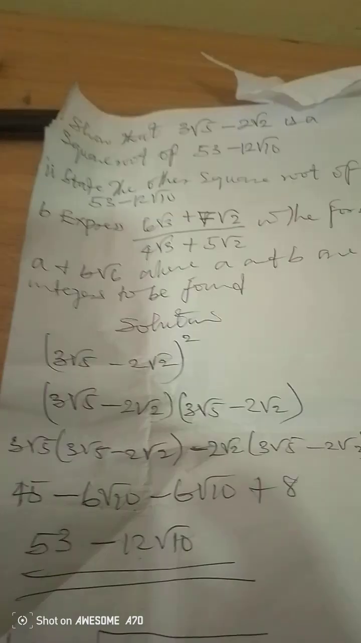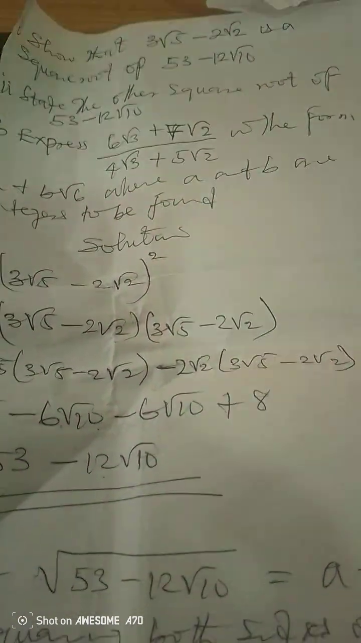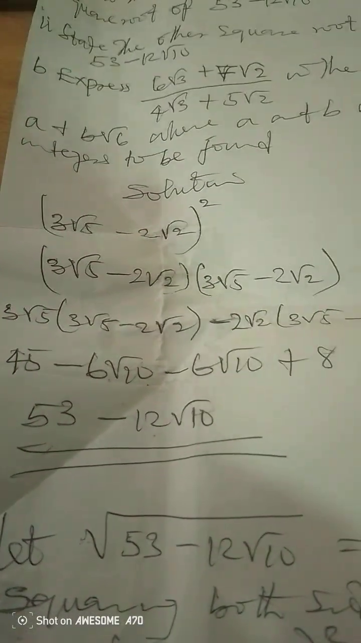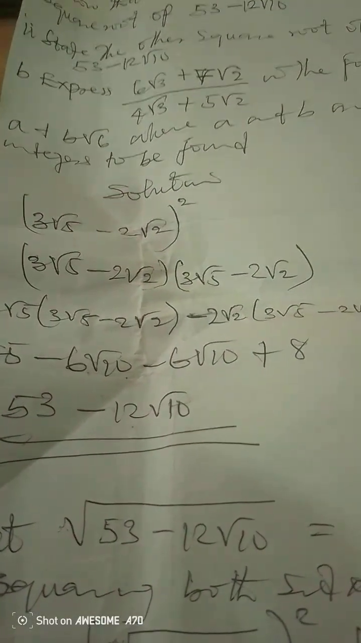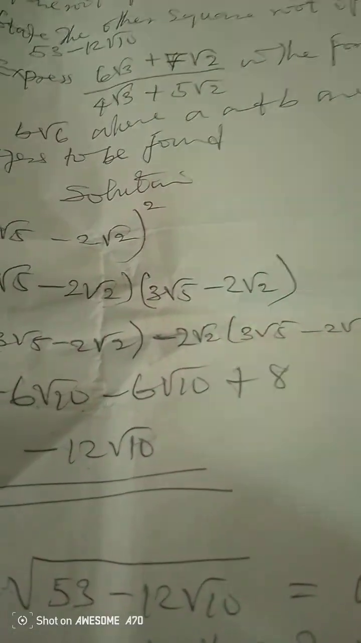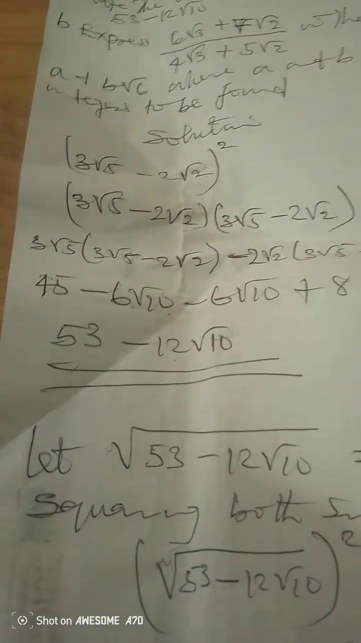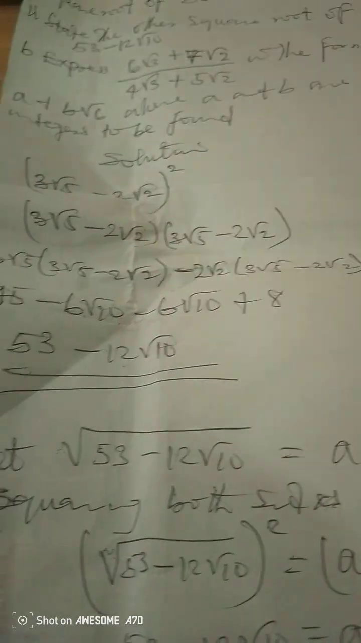Since we want to show that 3√5 − 2√2 is a square root of 53 − 12√10, let us square it. So we'll write (3√5 − 2√2) squared, which means (3√5 − 2√2) multiplied by (3√5 − 2√2) in another bracket. We open the brackets. So we write 3√5 of (3√5 − 2√2), minus 2√2 of (3√5 − 2√2). We close the bracket.